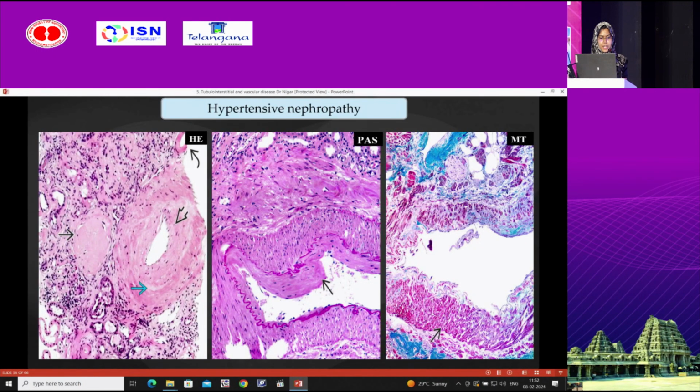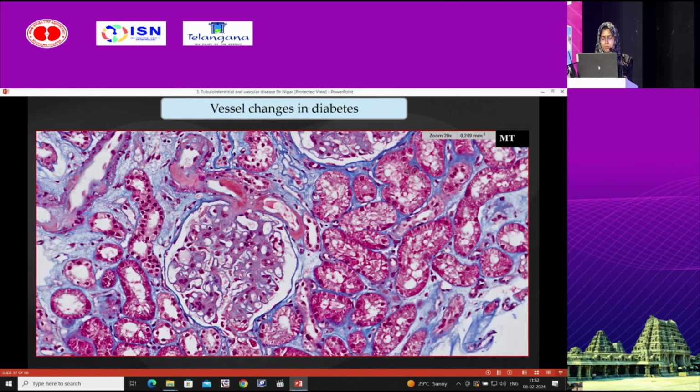The changes in hypertension include intimal fibrosis. We can see that this pink wavy line denotes the internal elastic lamina, and then there is collagen deposition in the intima. And the last image shows this red thickened layer, which is the medial hypertrophy. In diabetes, in addition to intimal fibrosis, it is known that both afferent and efferent arterioles will show hyalinosis.